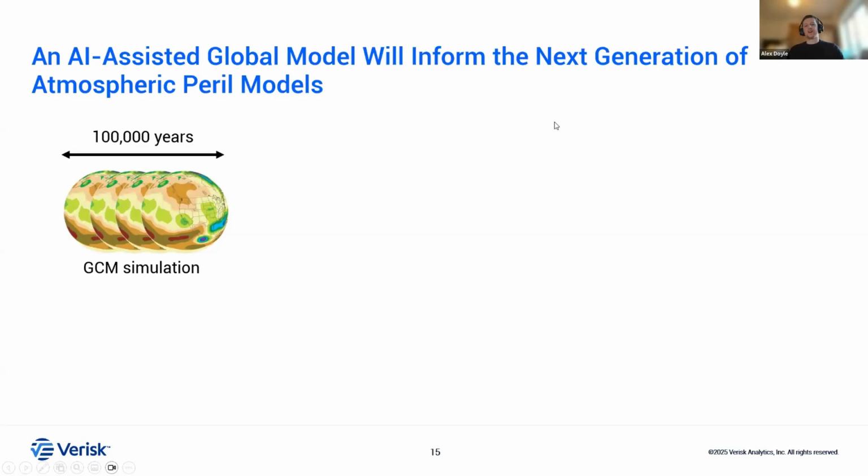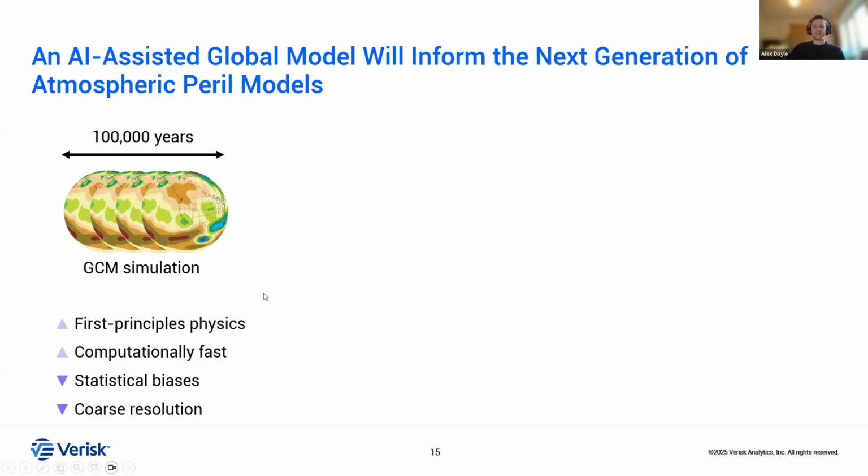Now, what about the future? You might be interested in what we're building today and what we're continuing to build. And the next generation of atmospheric peril models will stem from a combination of artificial intelligence, large physics-based simulations, allowing for thousands or hundreds of thousands of years of stochastic events. And this all starts with a global model which has real physics and teleconnections between perils. But it has some disadvantages. It has slightly coarse resolution, and we know there's biases there.